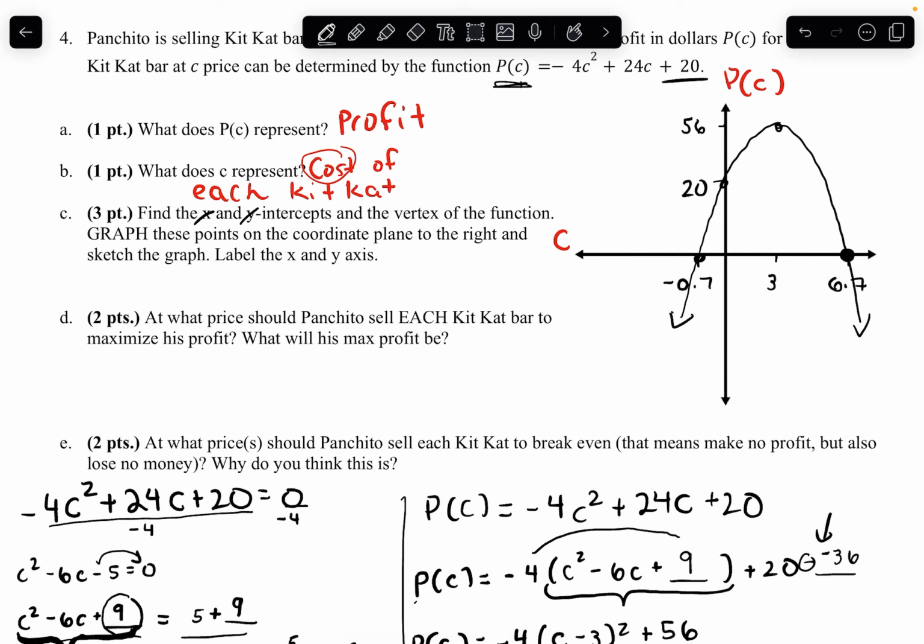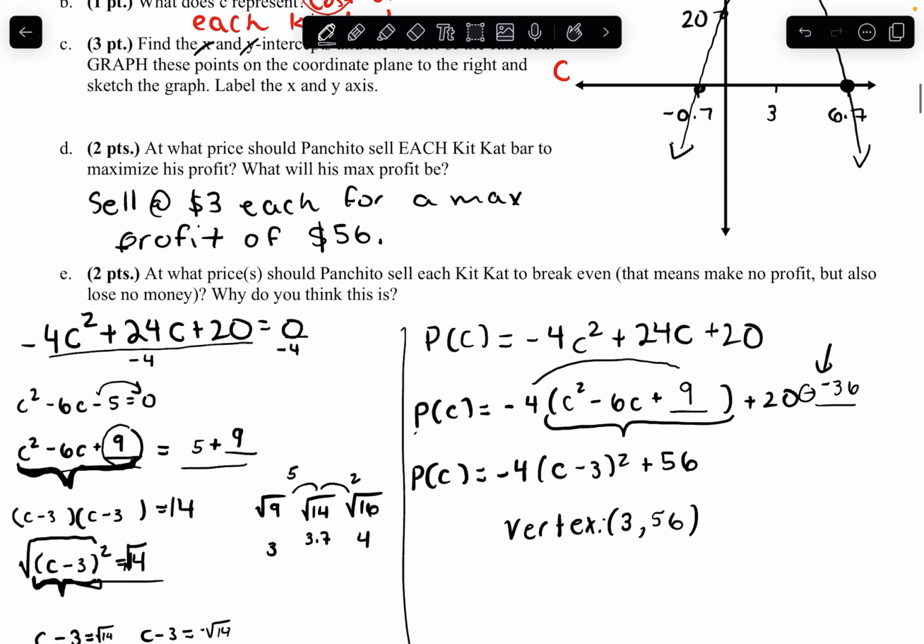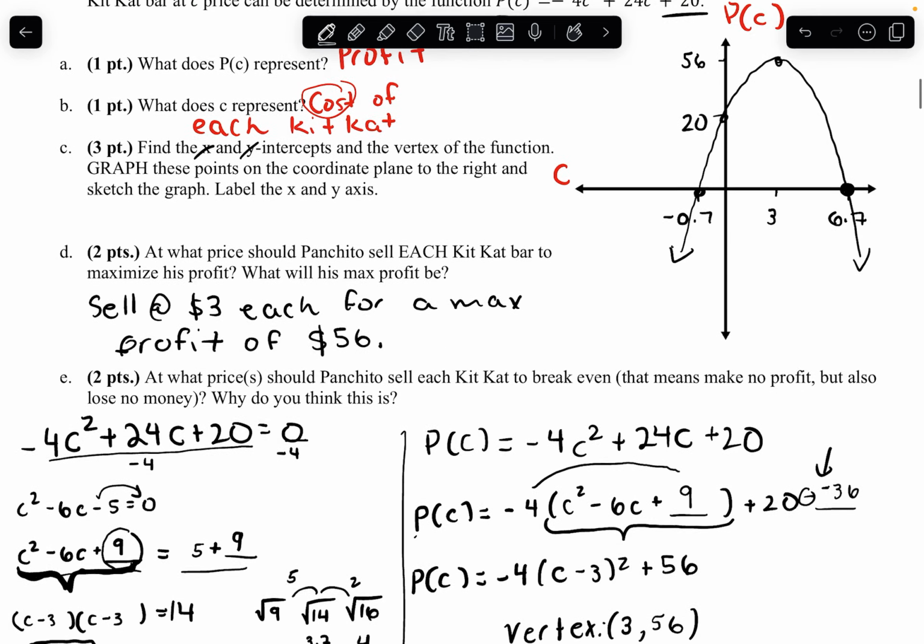Letter D. At what price should Panchito sell each Kit Kat bar to maximize his profit? He should sell them at $3 each for a max profit of $56.